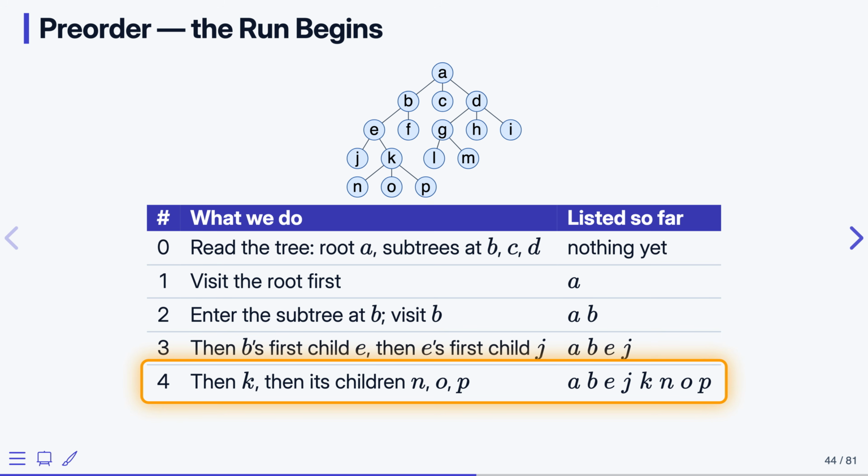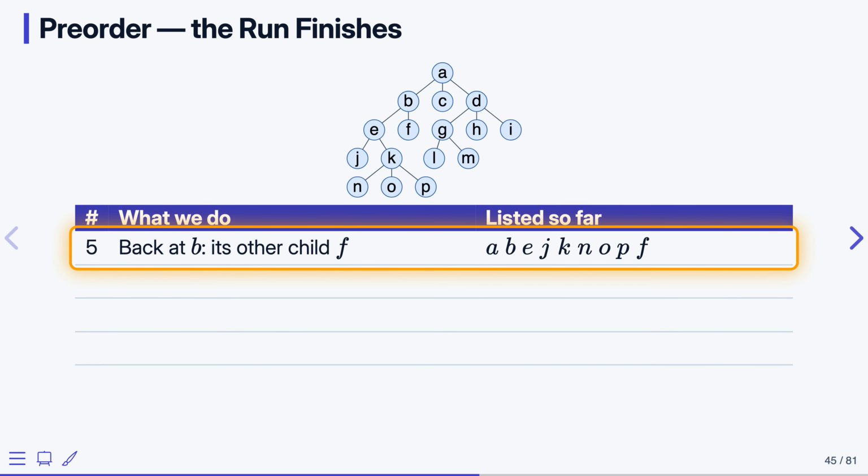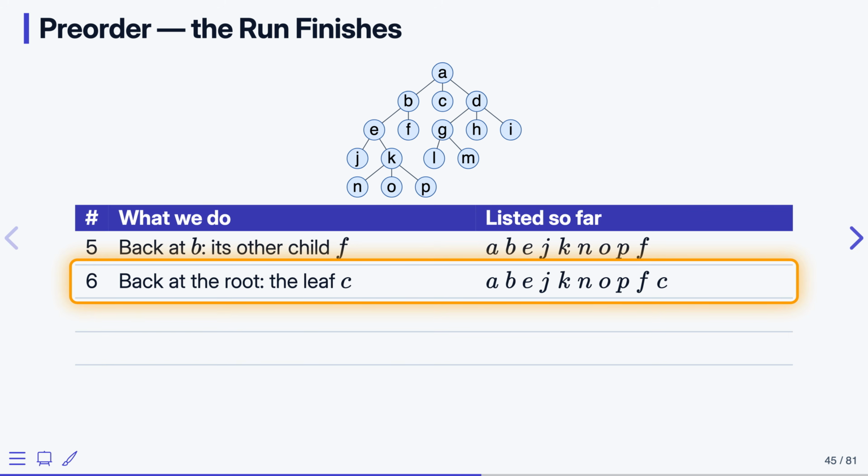Step 4. Back at E, its next child is K, we write down K. Then its 3 children N, O, and P. The list is now A, B, E, J, K, N, O, P. We pick the run up where we left it. Step 5. The subtree at E is finished, so we go back to B. Its other child is F, a leaf. We write down F. Step 6.